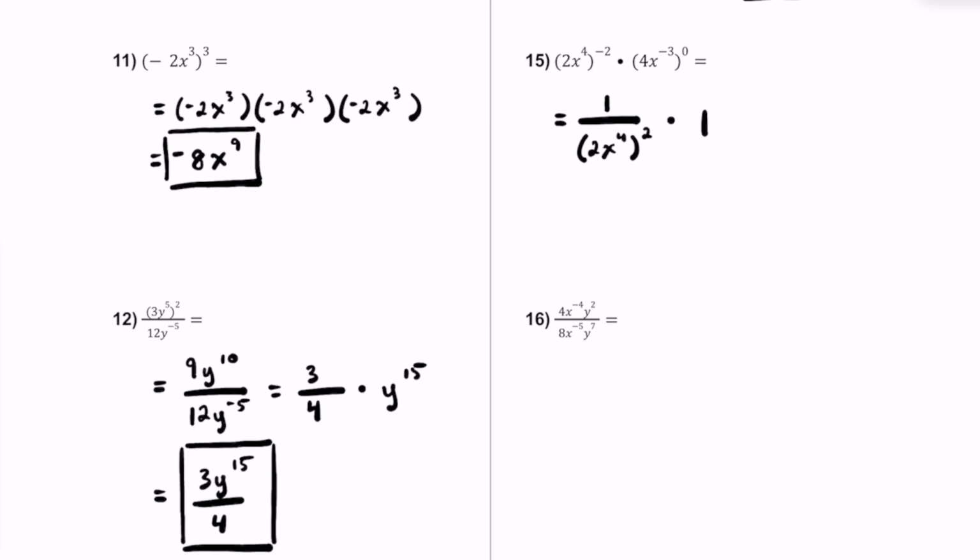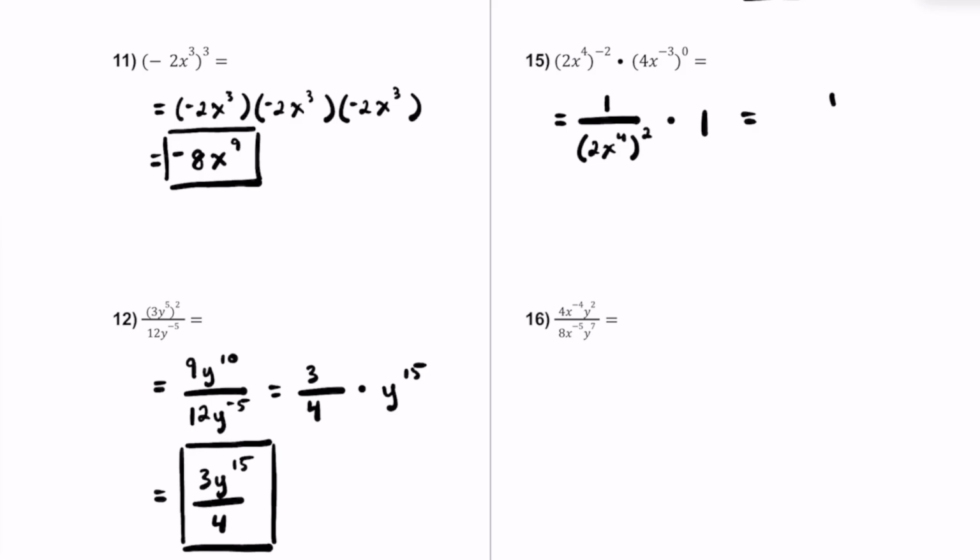Now, for the second part, I'm just going to write it as 1, so it's very clear that this expression here I just rewrote like this, the reciprocal raised to a positive exponent here, and then this entire thing was raised to the 0th power, and anything to the 0th power is equal to 1. All right, so let's go ahead and clean this up a little bit.